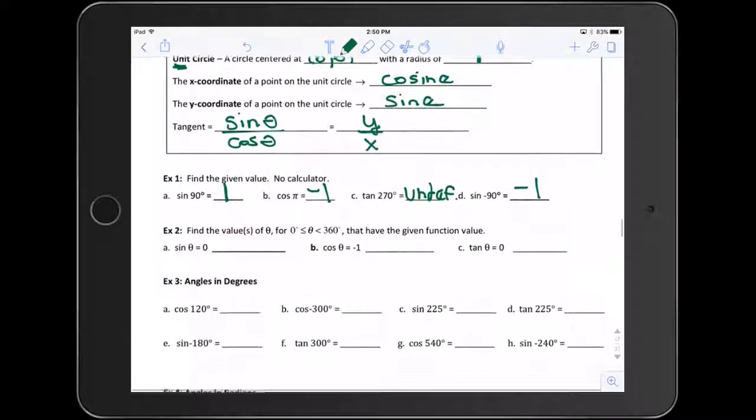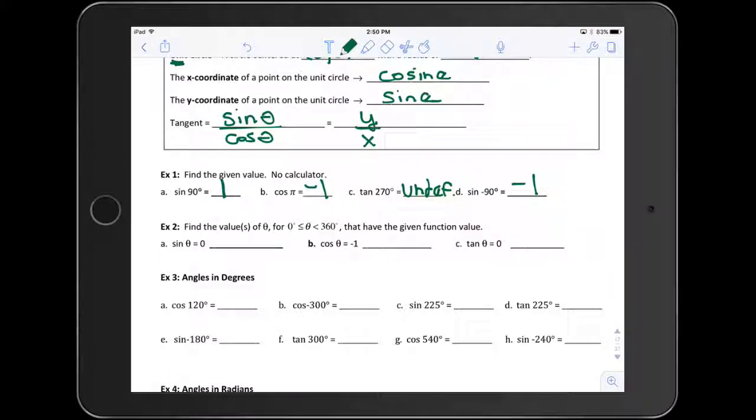So here is example number 2. Again, just a reminder, no calculator. And this is talking about from 0 to 360 degrees. It says find the values of theta. So now we're actually saying, hey, I want to know what the angle measure is. What is the angle from 0 to 360 degrees given the given function value?